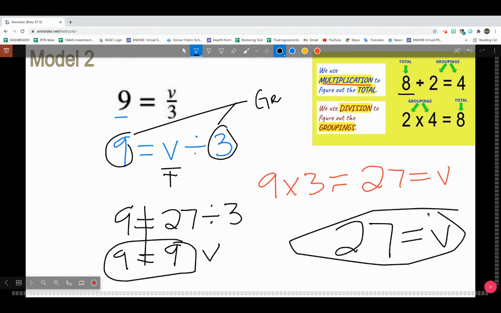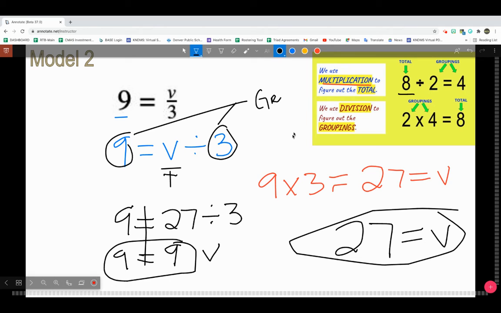So the important part about the work today is understanding what the variable is in your equation. Is it a grouping? If your variable is a grouping that you're looking for, we're going to divide the two numbers that are in the equation. If I know that my variable is a total in my equation, I'm going to multiply the two numbers to figure out what that variable is. Use this understanding as you go through your work today.